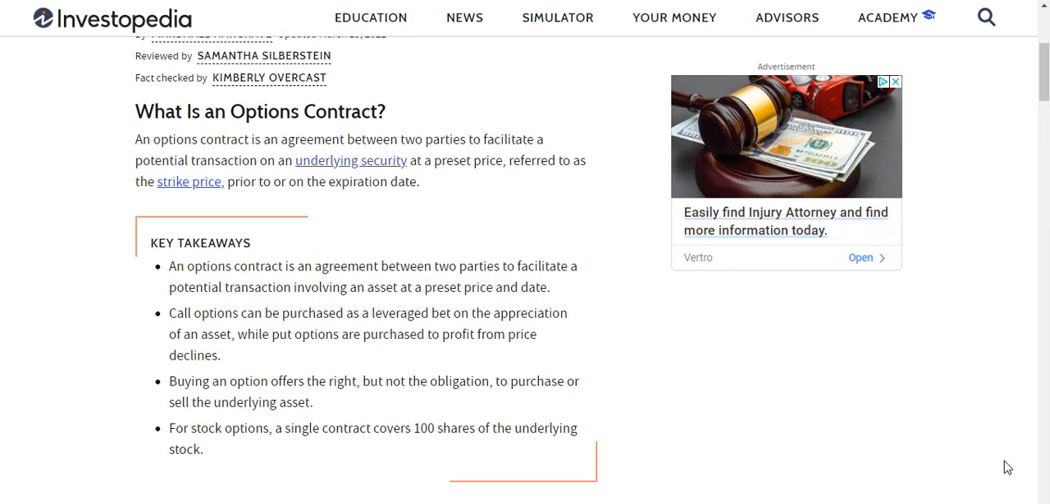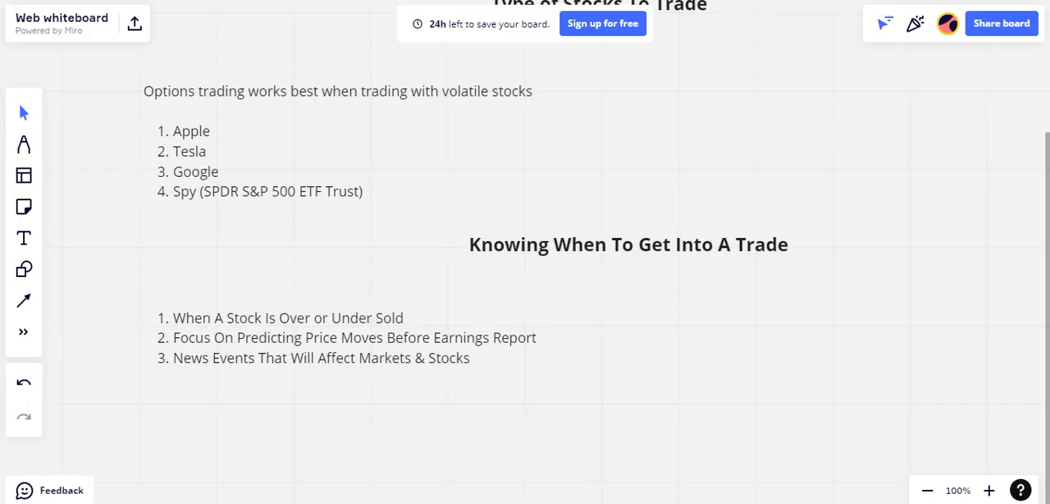And another thing that's really important to understand: one options contract that you take out on a stock contains 100 shares of the underlying stock that you are controlling in your options contract, whether it's a call option or a put option. So hopefully that explains on a very basic level what an options contract is and the various options that you have. But let's get on to the important stuff here.